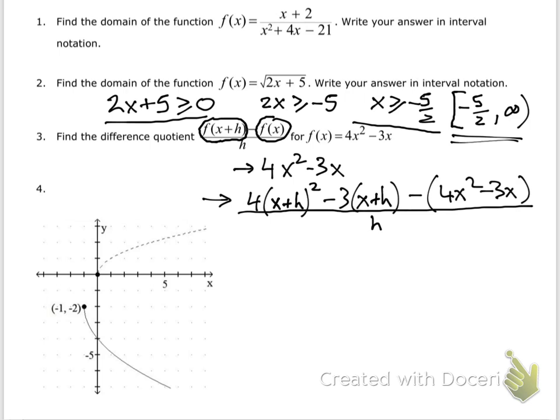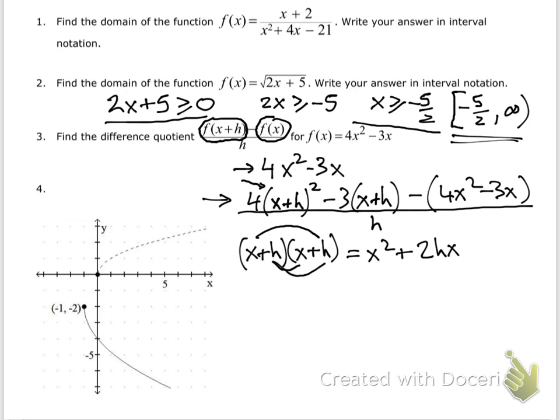So now then, you have to think about this x plus h squared. You can think of it like this. Do not just square the x and square the h. It's this: x squared plus, now think about it, the outer is an hx, the inner is an hx, so that's 2hx when I combine them, and the last is h squared. So that is what I get for x plus h squared.